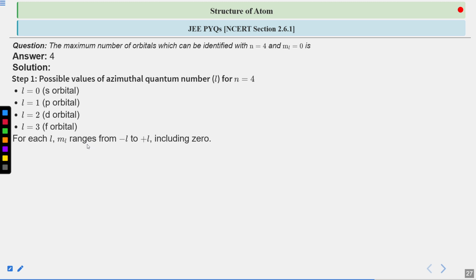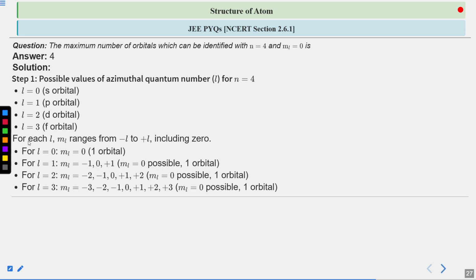Now for each L value, ml ranges from minus L to plus L, including 0. So for L equals 0, ml is 0, that means only one orbital will exist. For L equals 1, ml is minus 1, 0 and plus 1. ml equals 0 is possible, and there is one orbital. For L equals 2, ml will be minus 2, minus 1, 0, plus 1, plus 2. ml equals 0 is possible, so that means one orbital.